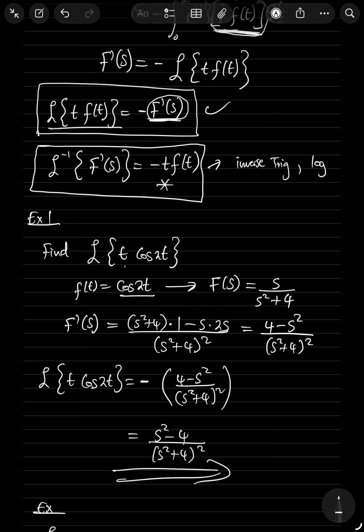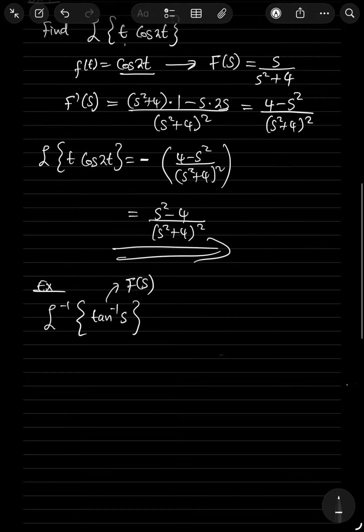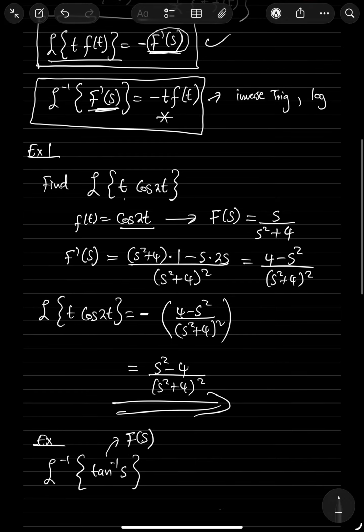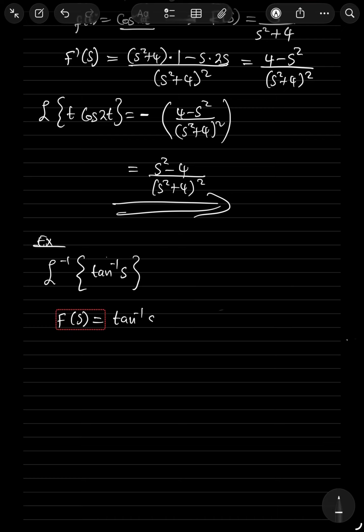When you find the inverse of, let's say, the inverse trigonometric function tan s, you can see that this is in the form of f of s, right? So be very careful. So then what do you do here? You recognize that f of s is equal to tan inverse of s, right?